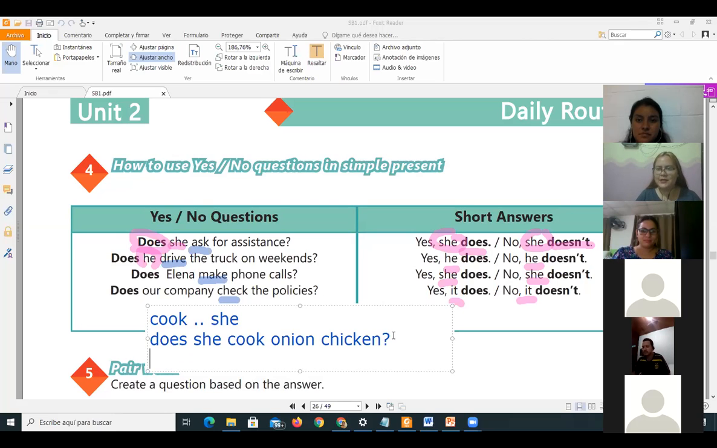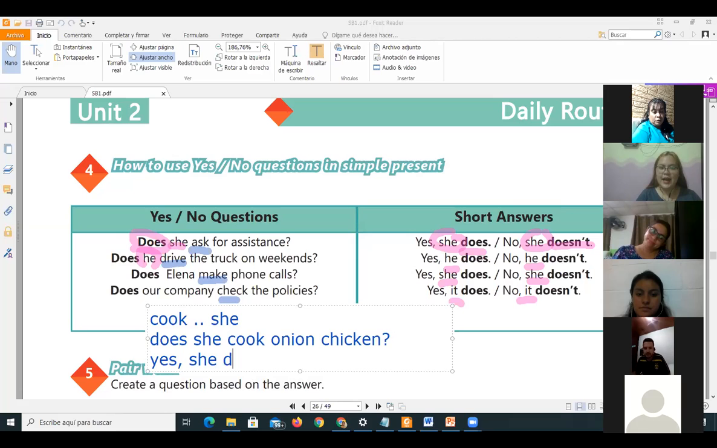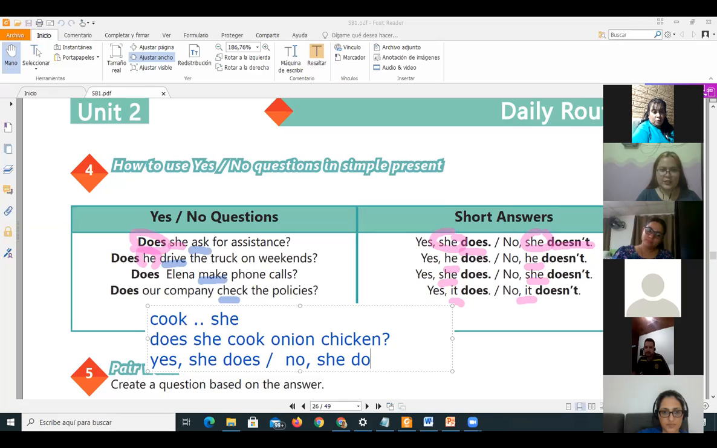What are the possible answers? Yes, she does. Negative? No, she doesn't. Okay, no, she doesn't. Yes, she does. No, she doesn't. Look, what is the verb? The verb is cook. So that's why the question is, does she cook?